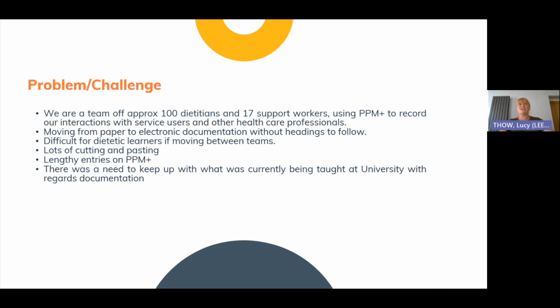The entries became longer and were difficult to follow when a service user transferred or the notes were being reviewed. Also, as a department, we need to keep up with university teaching with regards to documentation. It's difficult to support learners when not familiar with the model and process format being taught.